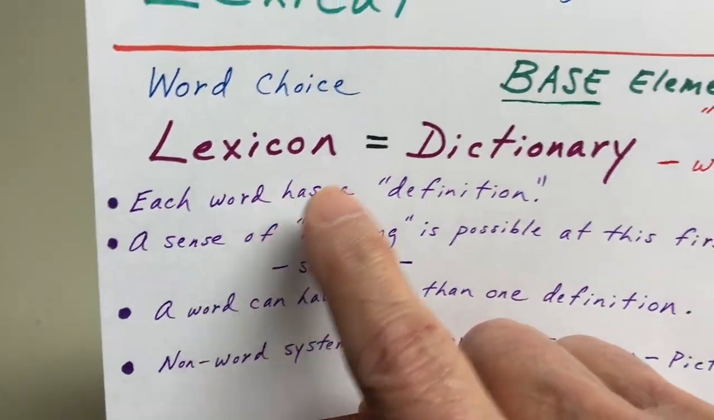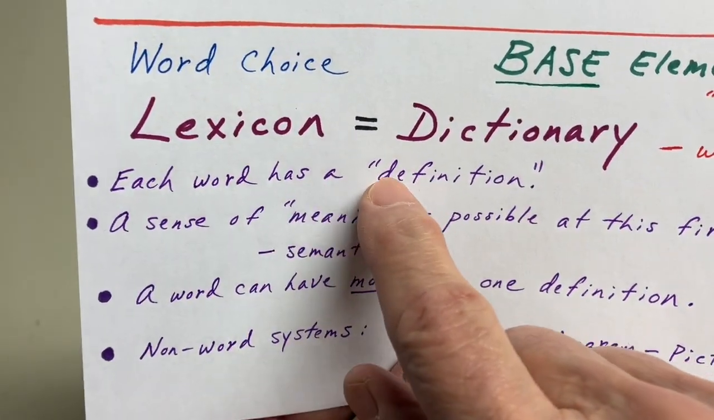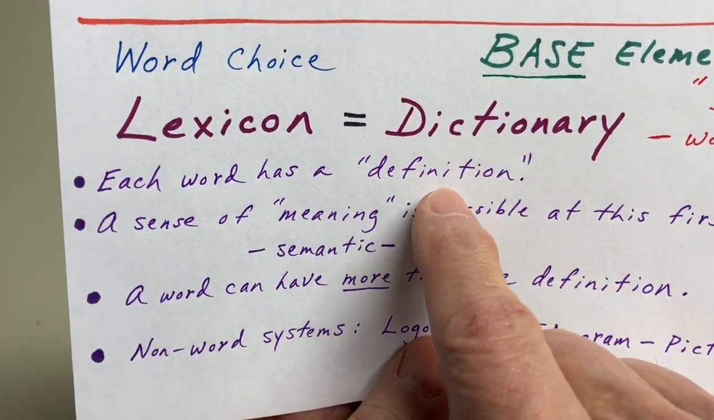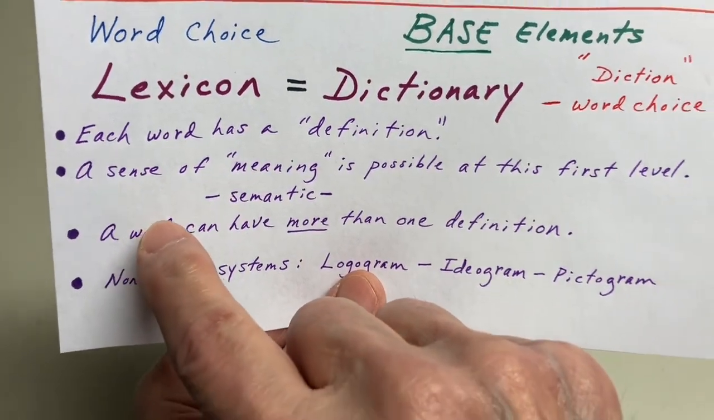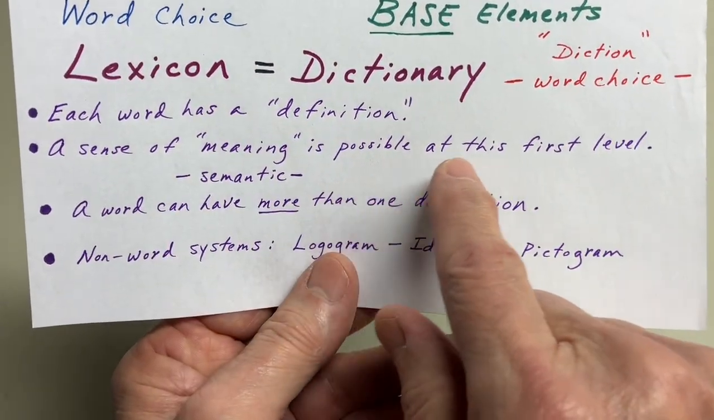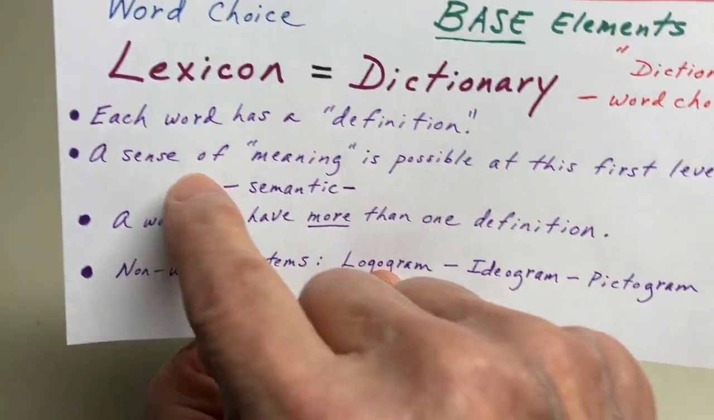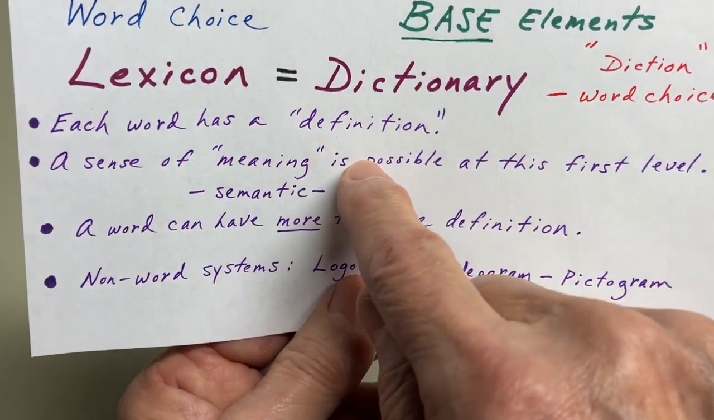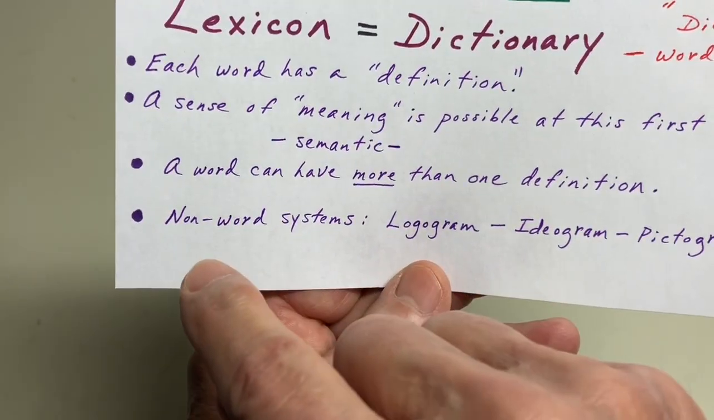Now, the key thing here is your base elements. Each word has a definition, all right? It has a definition. You can look in the dictionary and see that, all right? A sense of meaning is possible at this first level. In other words, sense of meaning, that means semantic, the semantic factor, but a sense of meaning here is possible already at this first level, all right?